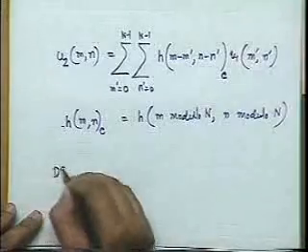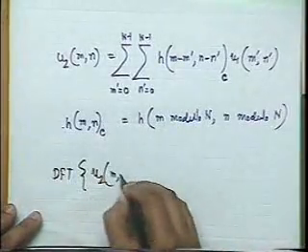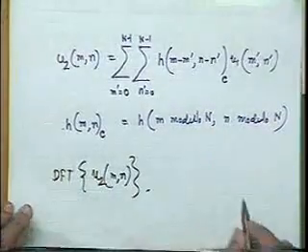Frequency domain means we will take the DFT of v(m, n), and we will see what results on this right hand side. Any questions?